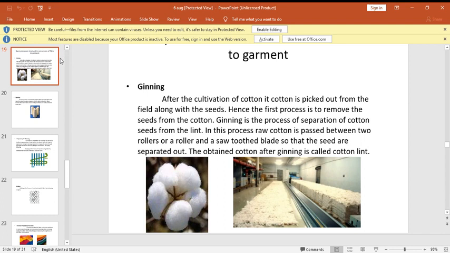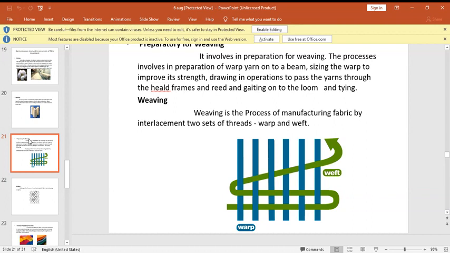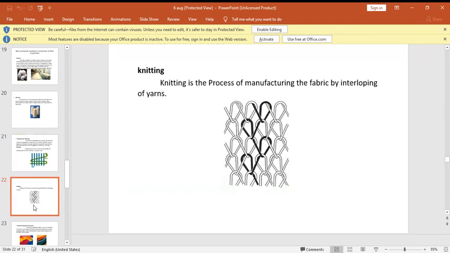These are the basic processes for converting fiber to garment: ginning, which is the separation of cotton from seed, and spinning, converting fiber to yarn. Then weaving, that is interlacement of warp and weft, and knitting, the interlocking of yarns. And then dyeing and printing.